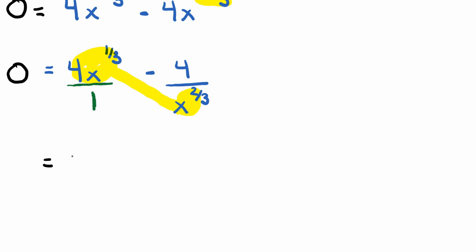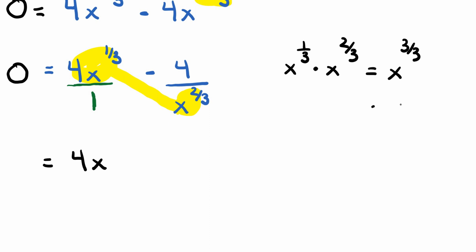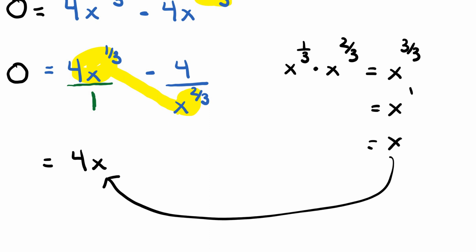And if I do that, I just get 4x here. Now, if you're multiplying, how do I get 4x? It's just basically when we multiply x to the power 1/3 and x to the power 2/3, you just add the powers there, right? So that's going to be 3/3, and that's going to be x to the power 1, which is just x. So that's how we got the x there.